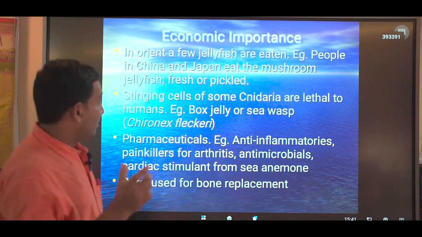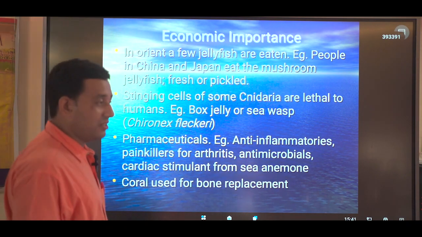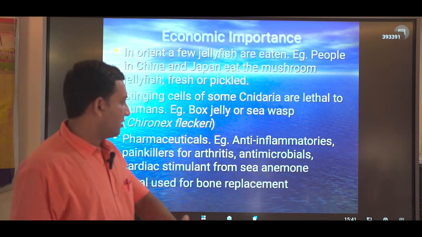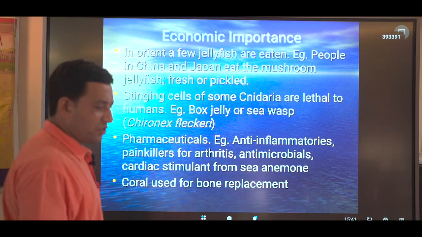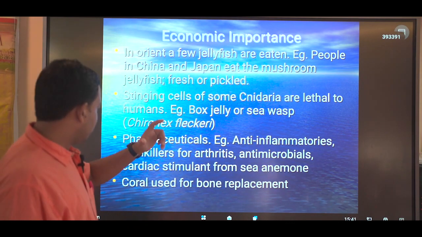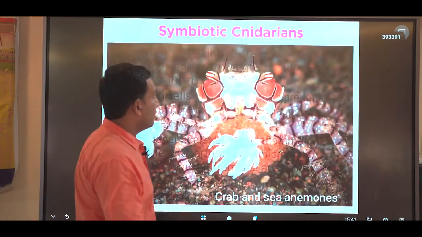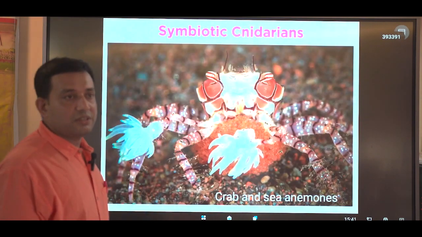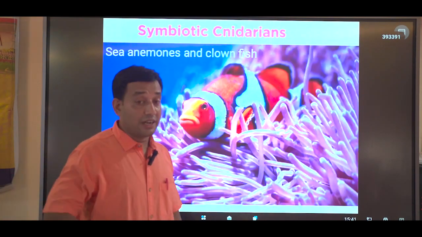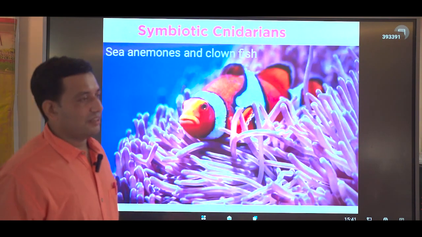Cnidarians are rarely lethal to humans. There are extremely rare cases where a cnidarian kills a human. Otherwise, they just cause pain, and the main cause of death is fear, or the absence of oxygen in the cylinder. Otherwise, cnidarians are used for pharmaceuticals and commodities, and the corals are used for bone replacement. So today, these were a few symbiotic relationships, and with this I'll conclude the general characteristics of this phylum, and hope we will meet in the next class with classification.